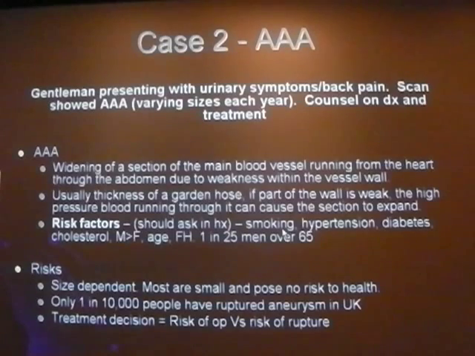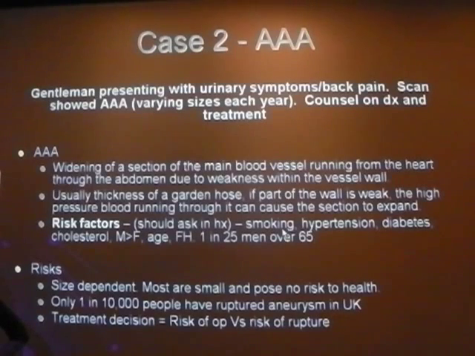So this one has come up so many times, there's probably more years that have had it than haven't. It's something involving an AAA, of varying sizes, so the only things that change are what your management is of it and what you advise them, but it's always the same, it's always a history, something to do with urinary symptoms or back pain, and it turns out to be an AAA on a routine ultrasound scan, and he's found to have an AAA, and it just varies in size between the years really.